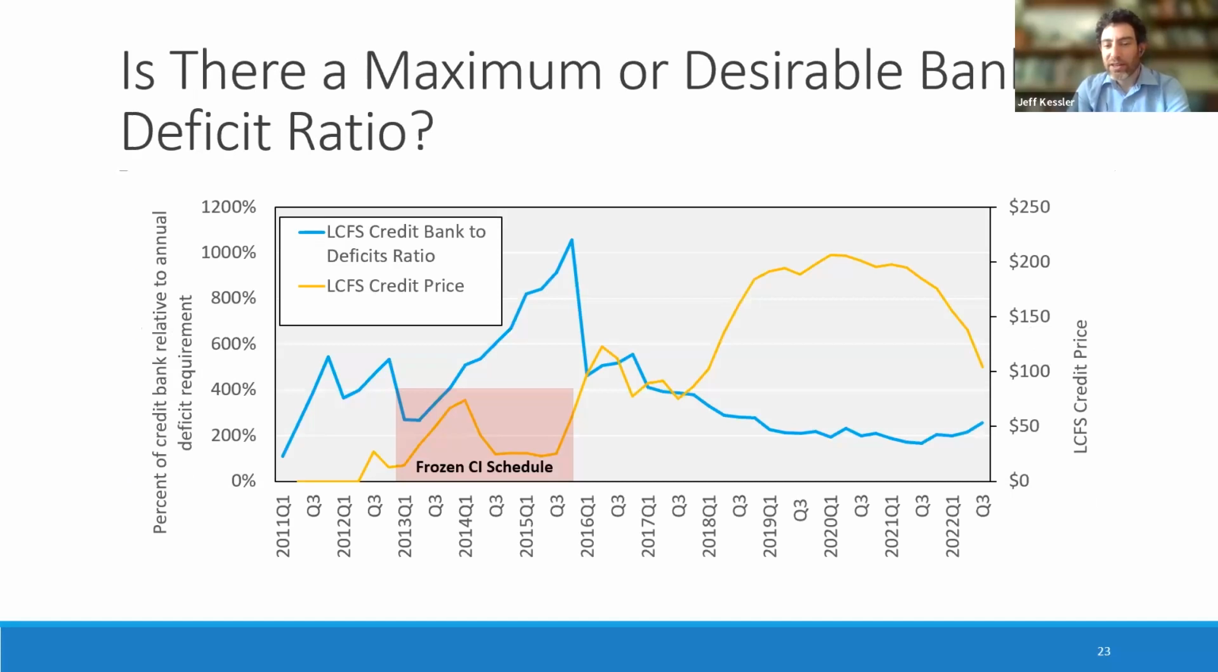While the LCFS credit bank has grown over time, the compliance obligation for regulated parties has also grown. A credit bank to deficit ratio provides some information relating to the number of quarters of noncompliance that a credit bank can cover. This is a reasonable metric to look at when considering the credit bank as a form of insurance for the program. Worth noting is that the credit bank grew significantly during the period that the LCFS CI schedule was frozen due to litigation. When the LCFS benchmark schedule increased, the bank to deficit ratio began to decrease. Since 2021, there has been a gradual uptick in the credit bank to deficit ratio. There's also been a drop in the LCFS credit prices.